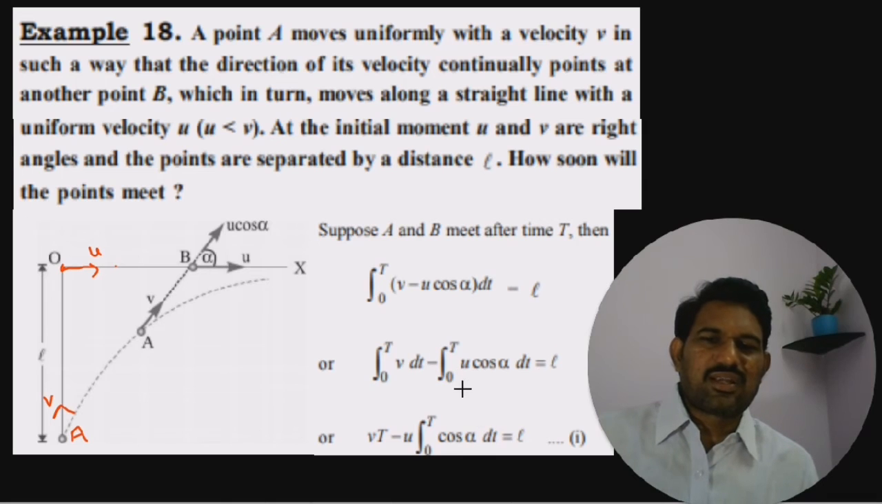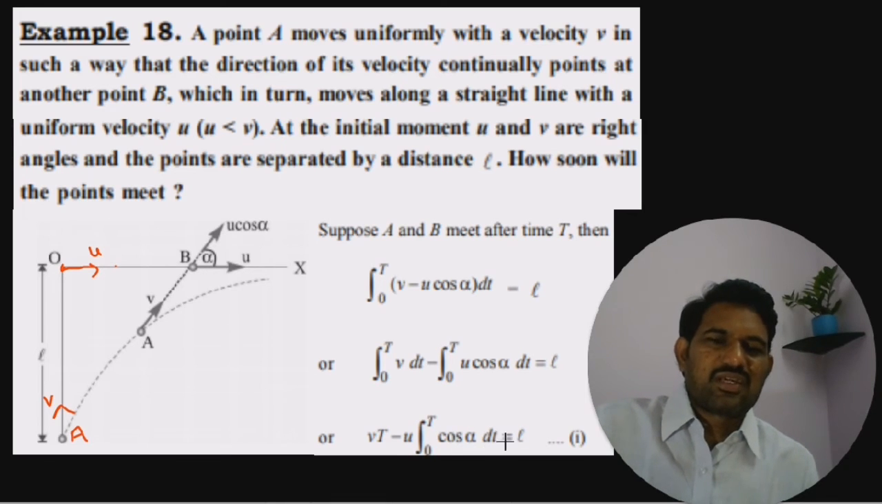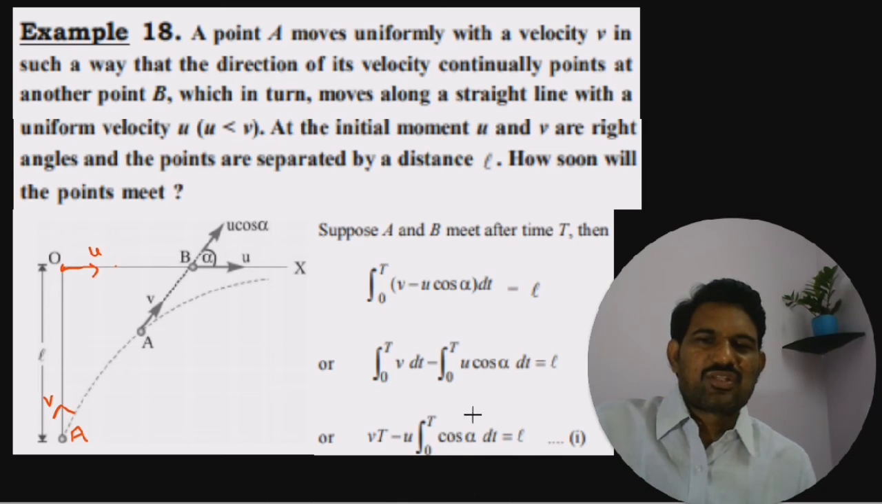we write u outside because u is constant. But alpha is a variable here, so you can't find this value directly. We need to find this value by using other equations. So we take this as equation 1, right? This is the first equation that we are writing here.